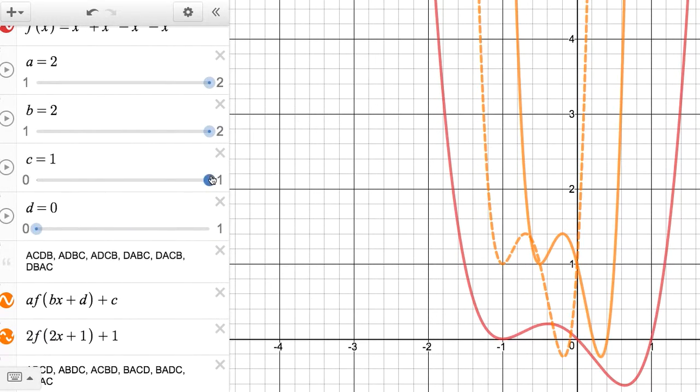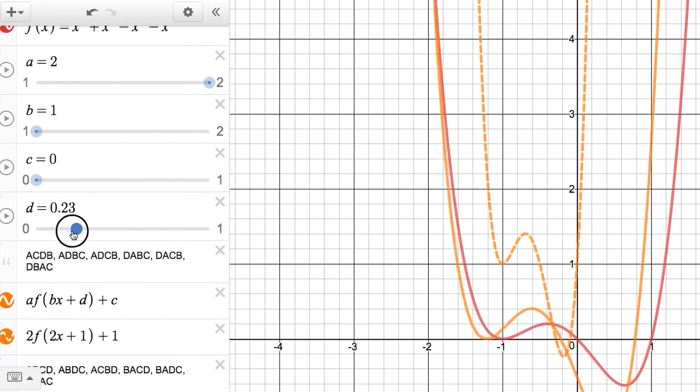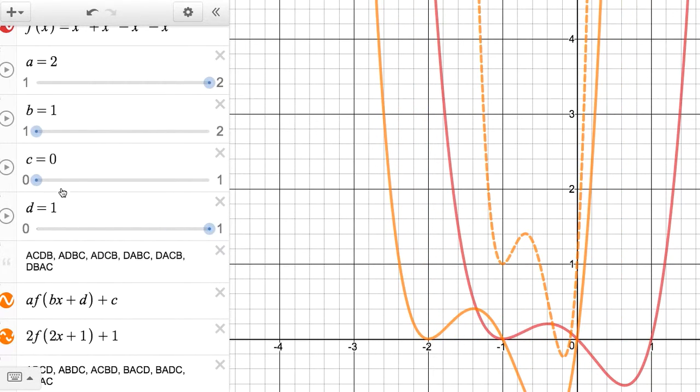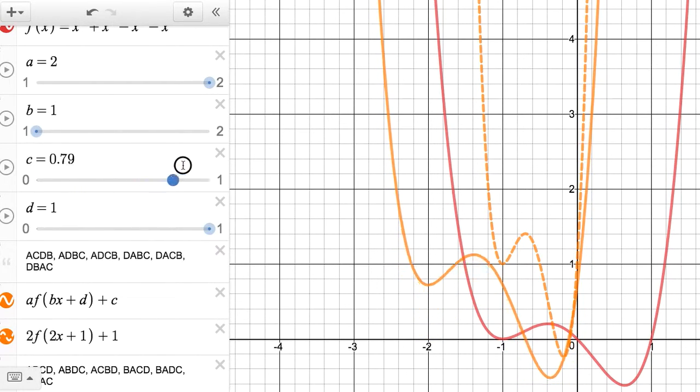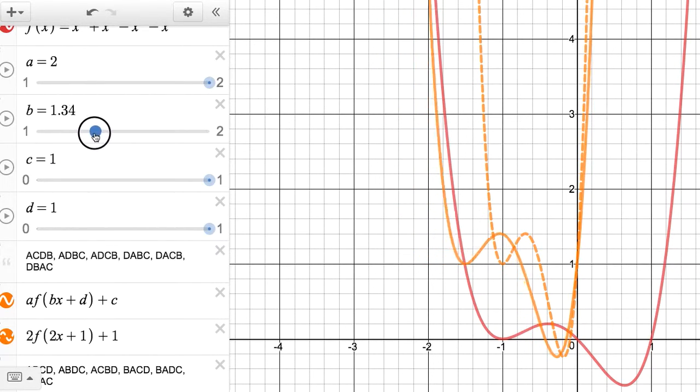Right, let's reset those. We'll do maybe a couple more from this. So if I do A, D, C, B, I've got A stretching vertically, D shifting horizontally, C shifting up, and then finally compressing horizontally.